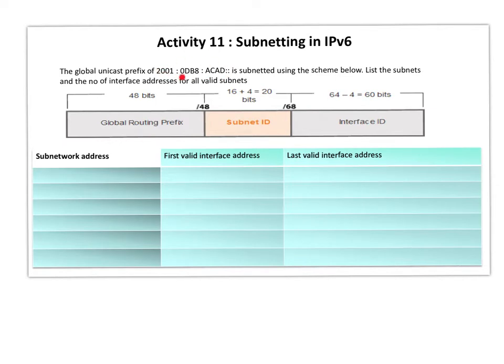So now we have a network which has this prefix, and we are requested to subnet this network using 20 bits of subnet number. Okay. So how many subnets will we end up having? Two to the power 20 different subnets. It's supposed to be very straightforward. So you have 2 to the power 20 subnets.